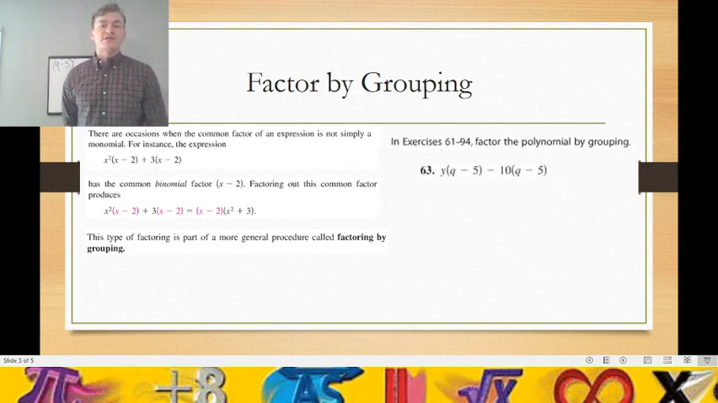For the following exercise, factor the polynomial by grouping. Number 63, we have the product of y and q minus 5. Subtract 10, multiply q minus 5.